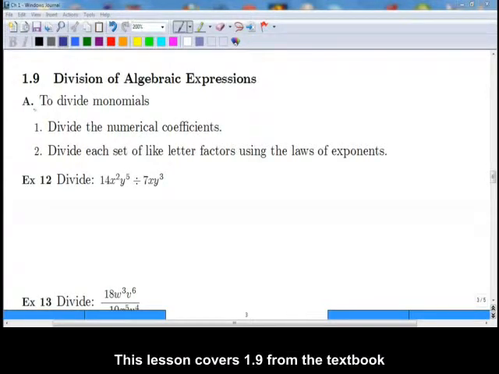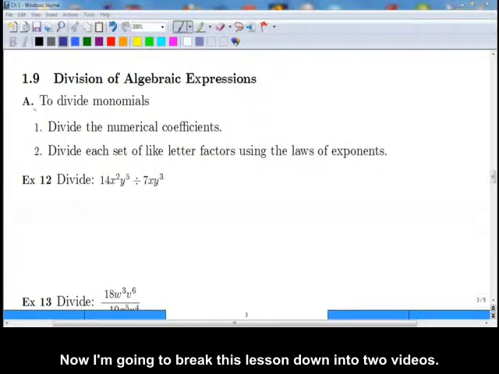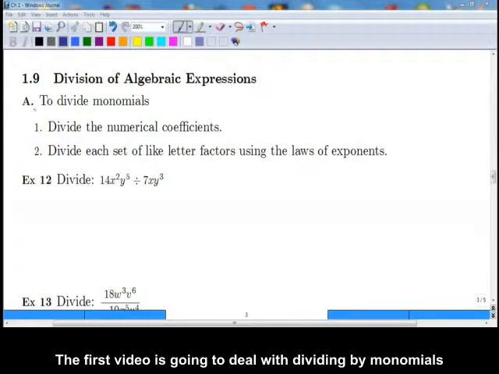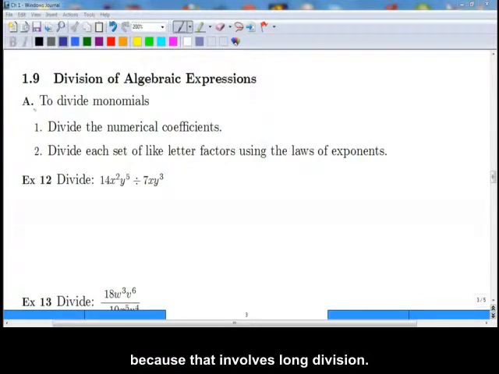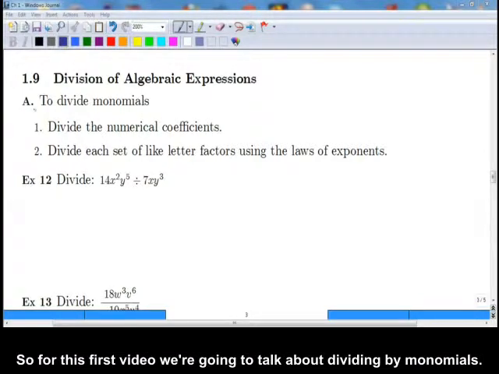This lesson covers 1.9 from the textbook and deals with division of algebraic expressions. Now I'm going to break this lesson down into two videos. The first video is going to deal with dividing by monomials, and the second will deal with dividing by multinomials, because that involves long division. So for this first video, we're going to talk about dividing by monomials.